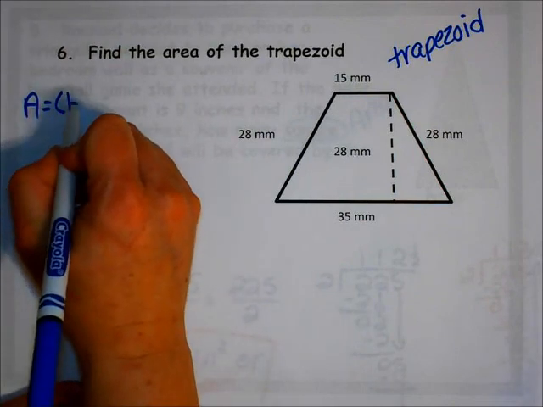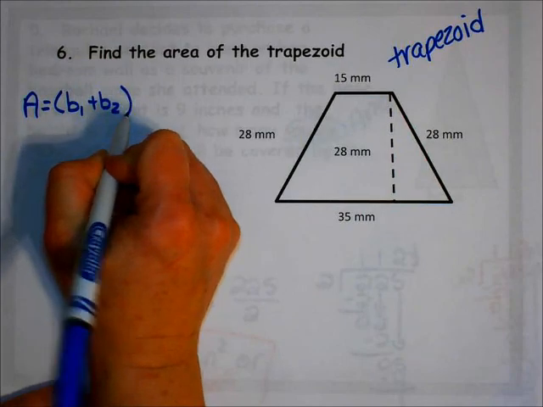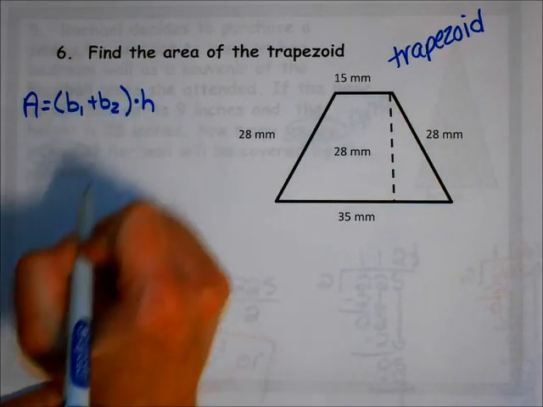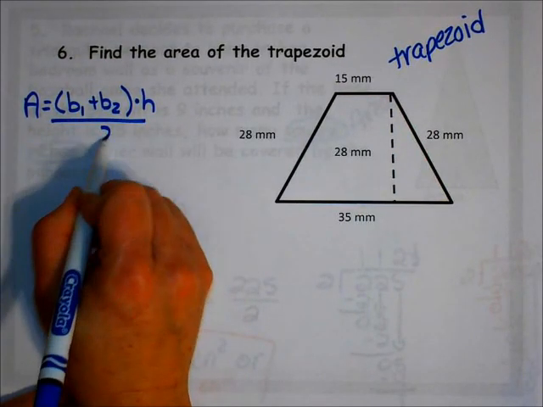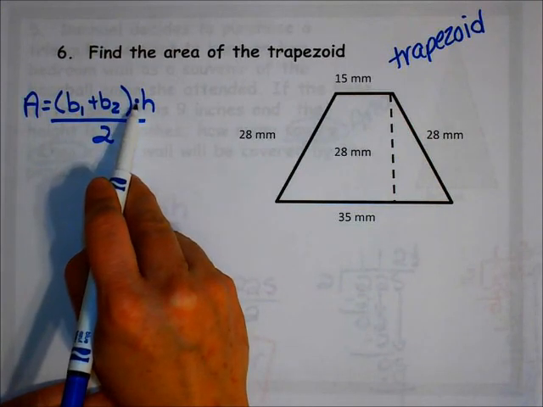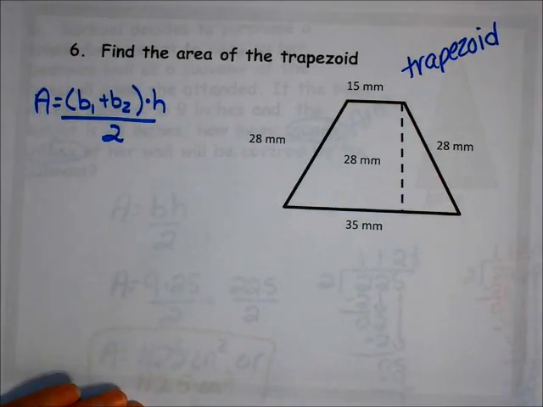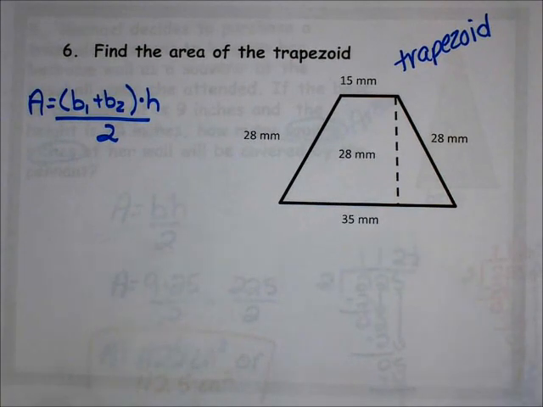Area equals, in parentheses, base 1 plus base 2 times height divided by 2. Notice on your formula chart it doesn't put the dot for times, but I'm putting it there to help you remember that means to multiply. So first thing let's label our bases and our height. Remember that your bases are the two sides that are parallel.